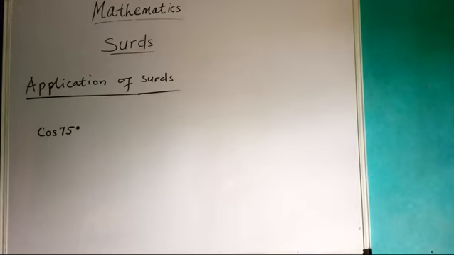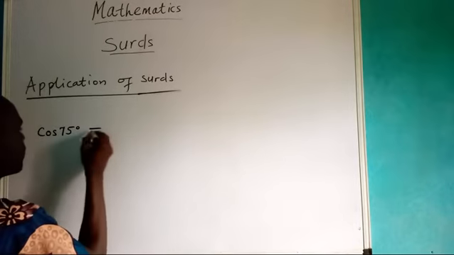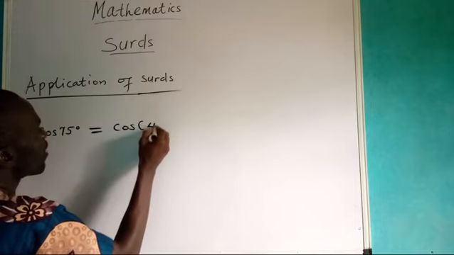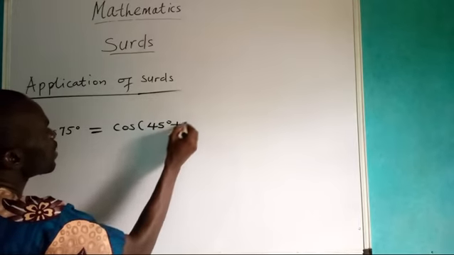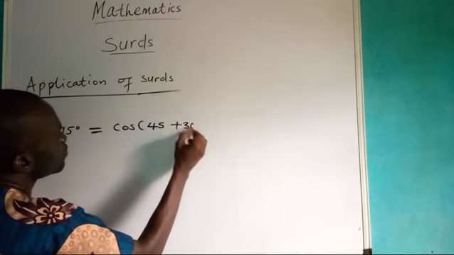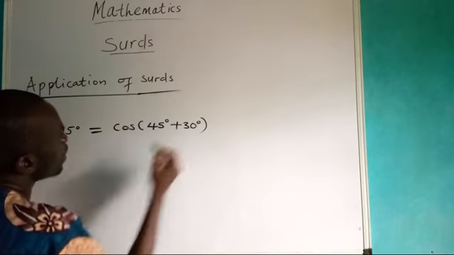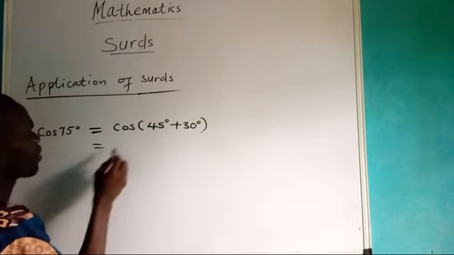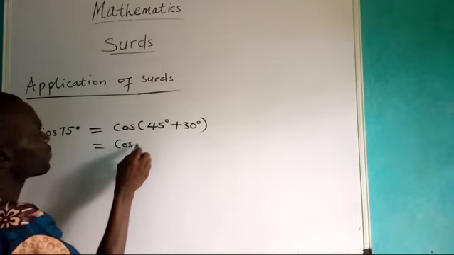Okay, we want to obtain the ratio for cos 75 degrees. For 75 degrees, please take note of this: we have 45 degrees plus 30 degrees. It means that when you add up these two angles together, you have 75. Now, can I apply an identity to this very one?